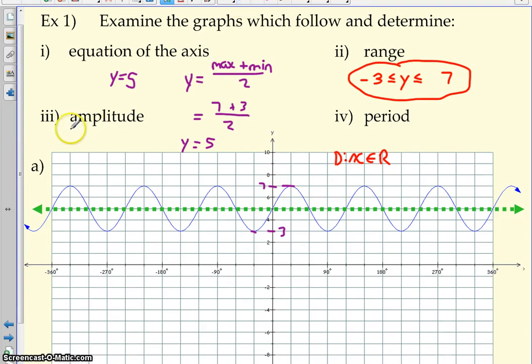As for our amplitude, remember amplitude is the distance from the axis to the maximum. So on our graph right here, our axis is here at 5. Our maximum is at 7. So counting from our graph from 5 to 7, this should be an amplitude of 2. So you can get that from the graph, or you can remember it's maximum minus the minimum over 2.